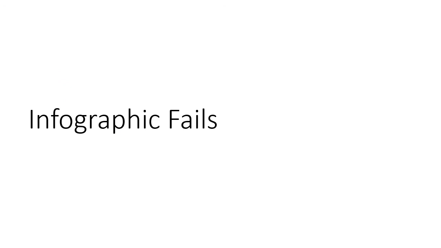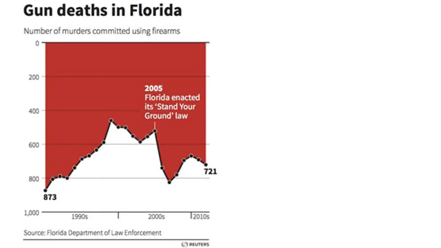Now we'll talk about infographic fails. This infographic was published in a Business Insider article trying to communicate the dramatic rise of gun deaths in Florida after the enactment of the Stand Your Ground law. If we look at the infographic, though, we can see the red color probably indicating blood, right? I don't know if they're trying to do blood running down. But the first thing that it looks like is that, so number of murders committed using firearms is our title here. And we see our point where Florida enacted the Stand Your Ground law.